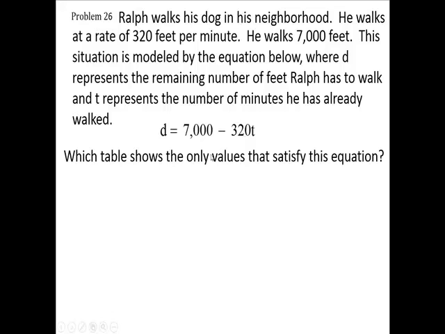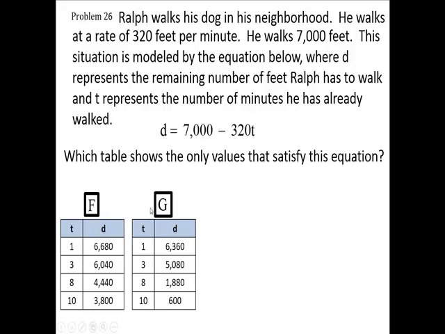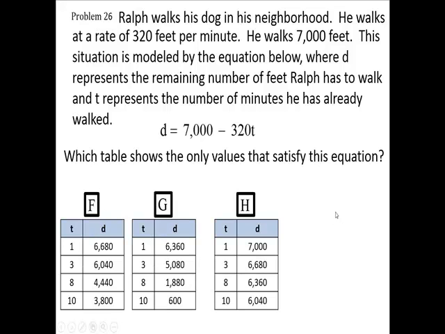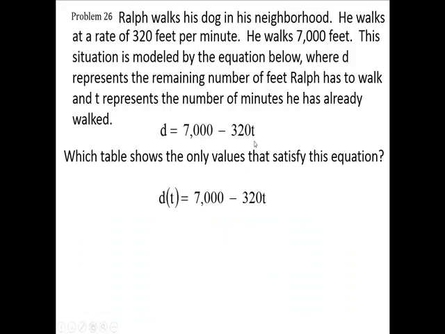So which table shows only the values that satisfy this equation? We're going to have tables F, G, H, and J. So T is going to be 1 and 3 and 8 and 10 on all these. So we're going to substitute a 1 in there for T, and then a 3, then an 8, then a 10. So let's get started.